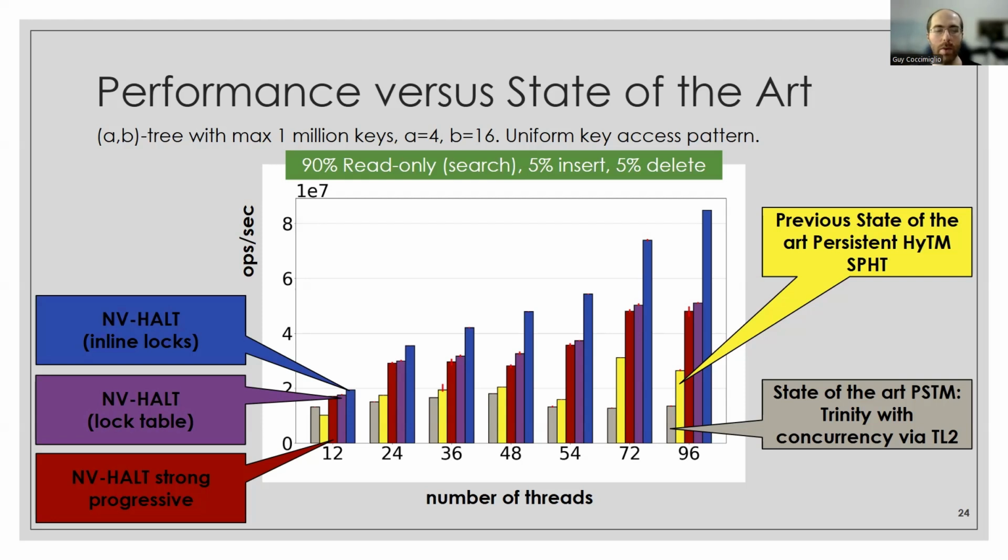Another takeaway here is that between our strong progressive and weak progressive implementations, generally speaking, the weak progressive implementation performs better, which is not surprising. And we can also see that when we are able to use our situational optimization, inline locks, then we can sometimes get a large performance benefit as well for certain workloads. Now, an important thing to note here as well is that SPHT does not do any freeing, as I mentioned, whereas Nv-Halt has a non-trivial memory reclamation cost. So we're getting better throughput compared to SPHT despite that fact.